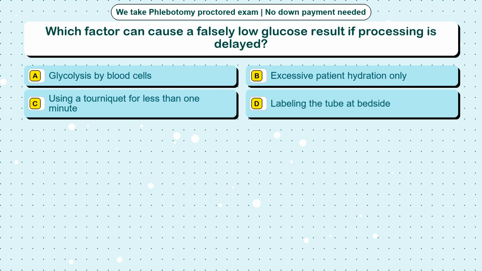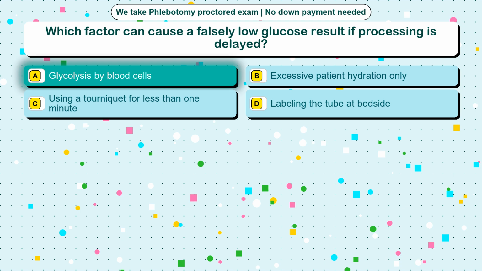Question 9. Which factor can cause a falsely low glucose result if processing is delayed? Option A. Glycolysis by blood cells. Option B. Excessive patient hydration only. Option C. Using a tourniquet for less than 1 minute. Option D. Labeling the tube at bedside.